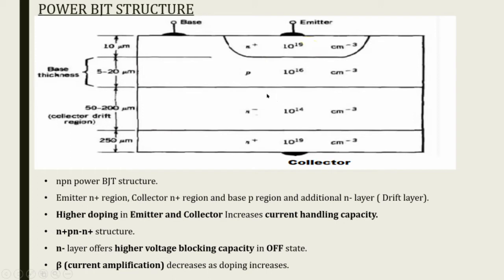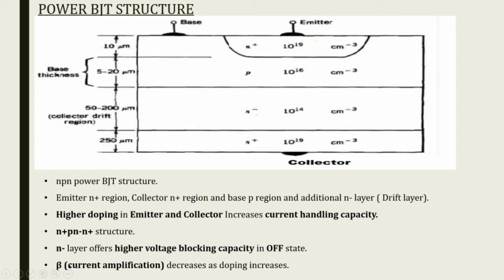And also a normal NPN transistor has one N region, P region, then one N region. Here in the case of power BJT you can see N plus, P, N minus, N plus. Okay, the structure will be N plus, P, N minus, N plus. And the N minus layer offers higher voltage blocking capacity in off state.